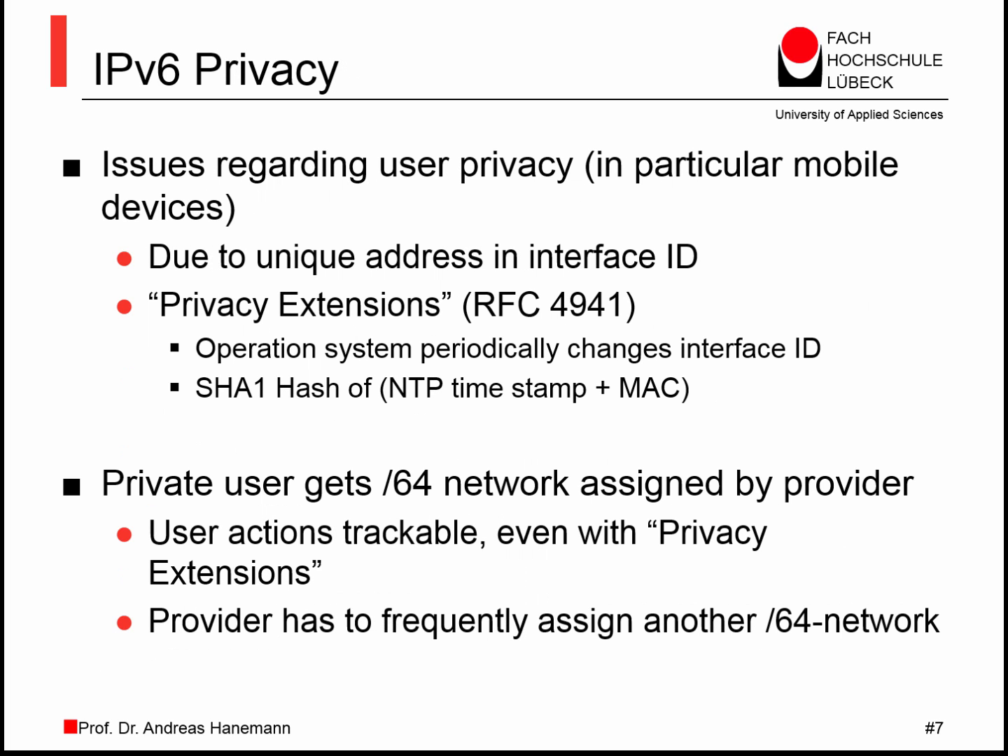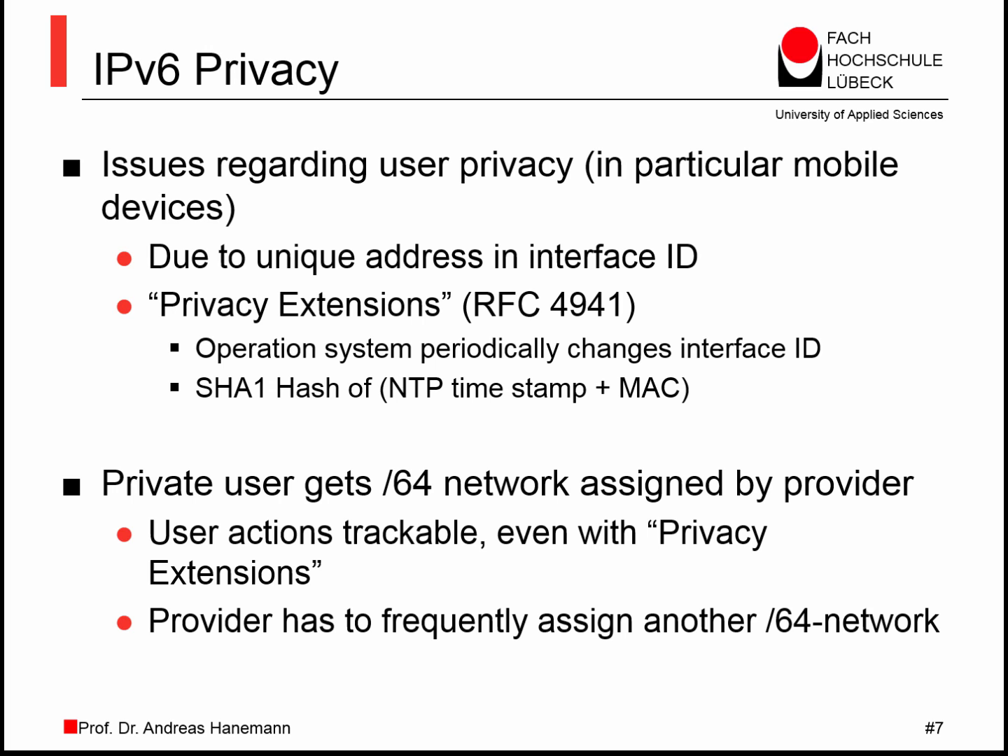In the context of IPv6, there are two major privacy issues. One problem exists if users apply the presented method to derive the interface ID from the MAC address. Since the MAC address is unique worldwide, users become identifiable in every network. Therefore, a method called privacy extensions has been specified. It changes the interface ID periodically and includes a timestamp and a hash function into the calculation.